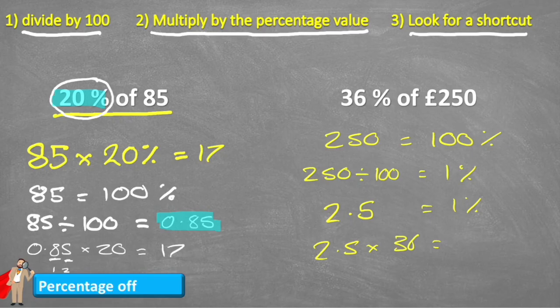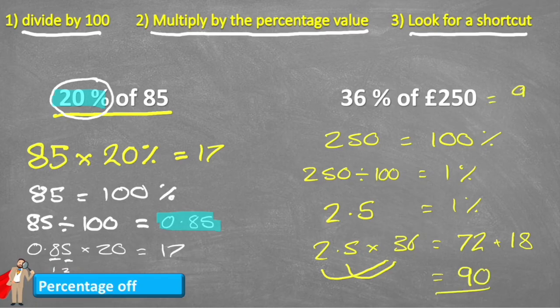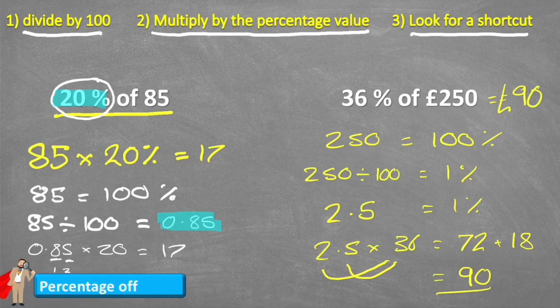And again, I'm going to try and use some mental maths, and I'm going to just do 2 times 36. 2 times 36 is 72. And then I'll do 0.5 times 36. And 0.5 times 36 is just half of 36, which equals 18. Add the two together. 72 add 18 equals 90. 36% of 250 is £90. Simple.